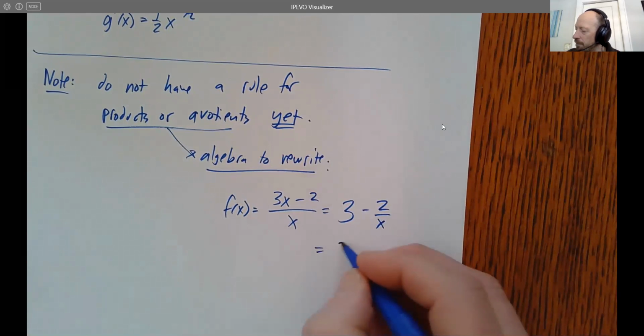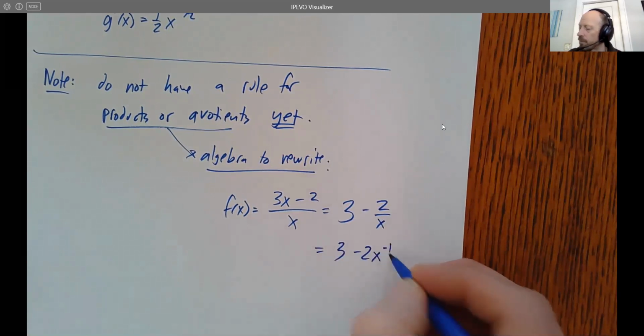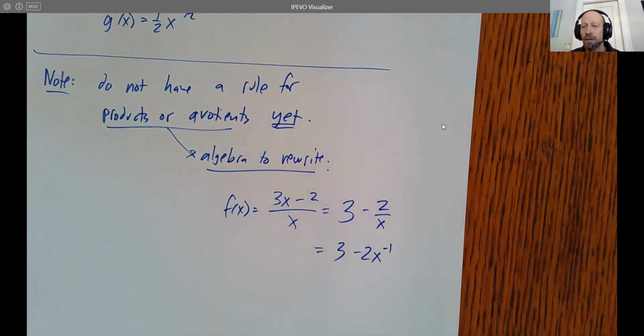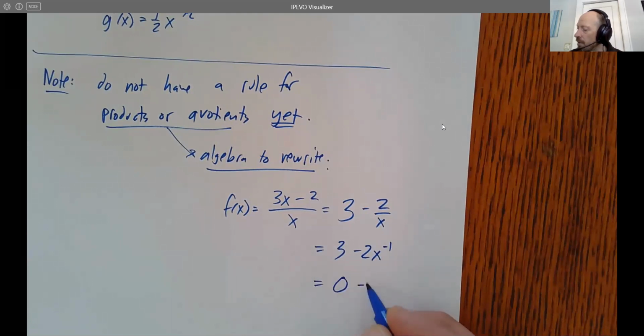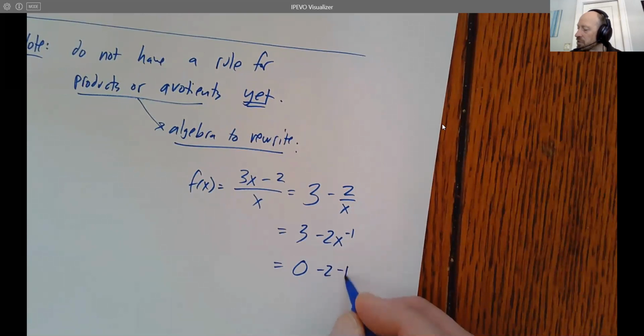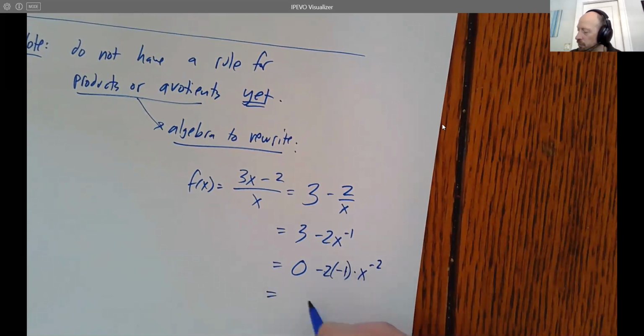And I can rewrite x on the bottom as x to the minus 1. And now I can treat this using my rules. I can take the derivative of 3, which is 0. And then I can take minus 2 times the derivative of x to the minus 1, which is going to be minus 1 times x to the minus 2. Minus 1 times minus 2 is 2. And then the x to the minus 2 goes down as an x squared.